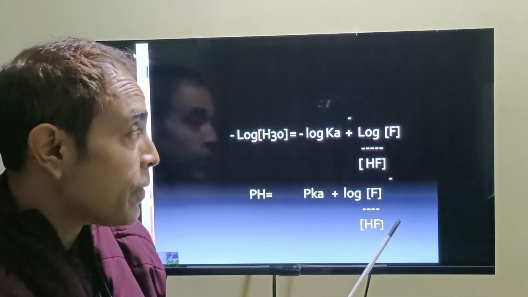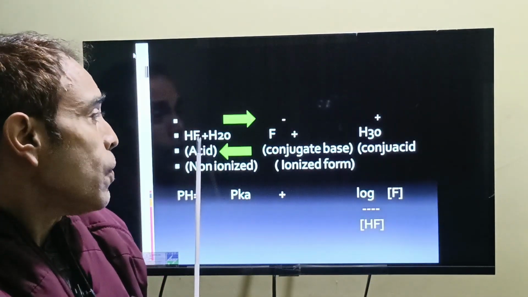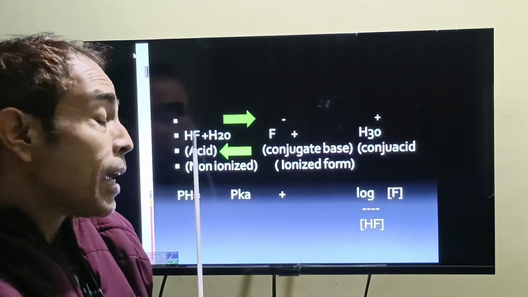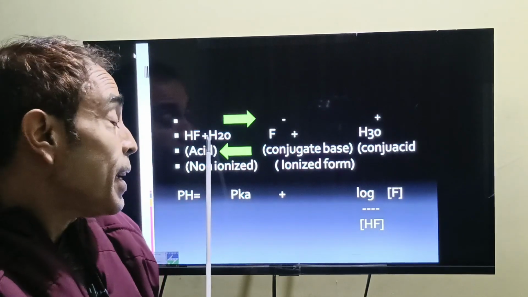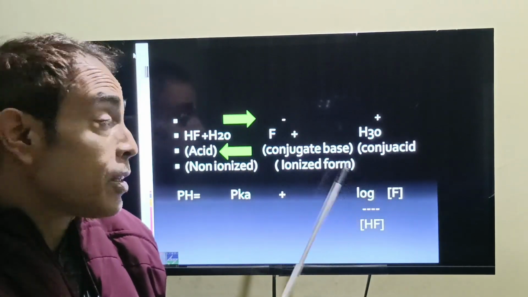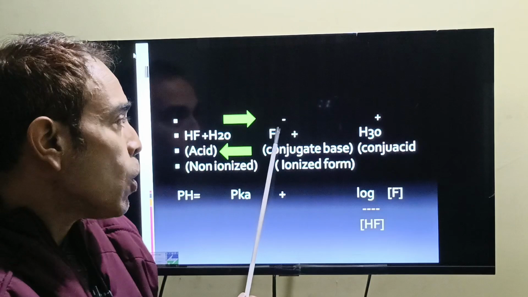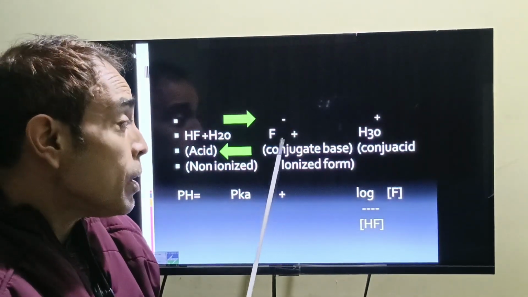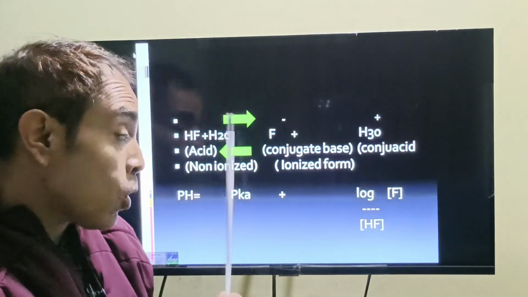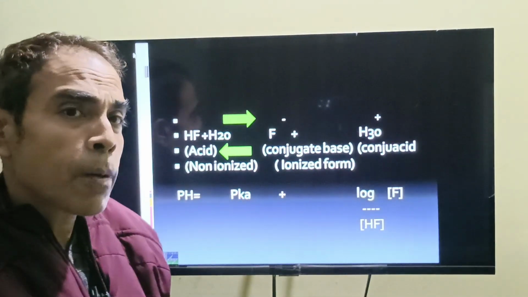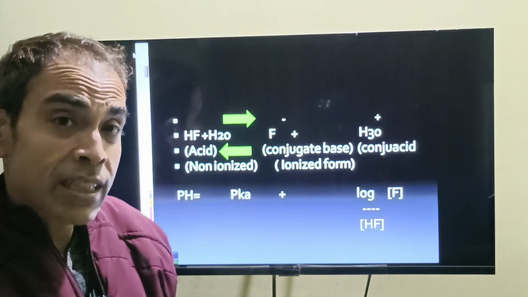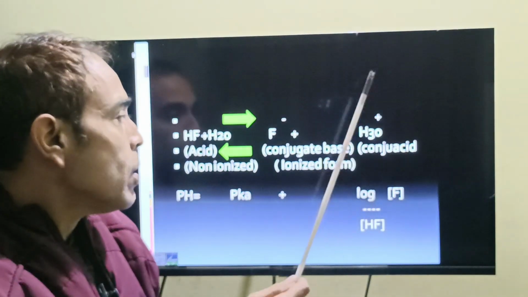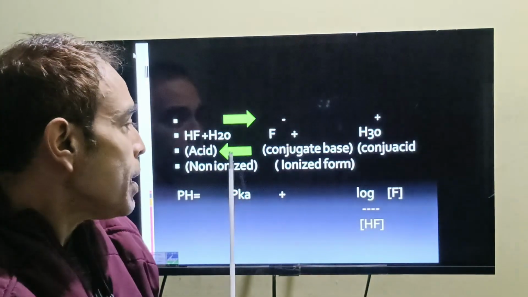Now what is F by HF? Come back to this equation again. When hydrofluoric acid reacts with water, what will happen? It gives its hydrogen ion to water. According to Bronsted theory, an acid is a substance which gives the hydrogen ion, so this becomes the acid. Because it has lost its hydrogen, what remains is the fluoride ion. Whatever remains after the acid has lost its hydrogen becomes the conjugate base. We have talked about this very important topic of conjugate acid and base; you can also go to my last lectures. And this becomes the conjugate acid. This is the ionized form, and this is the non-ionized form.